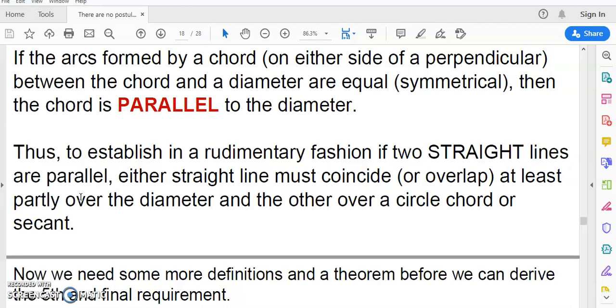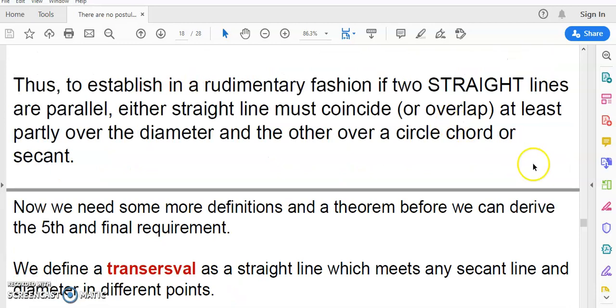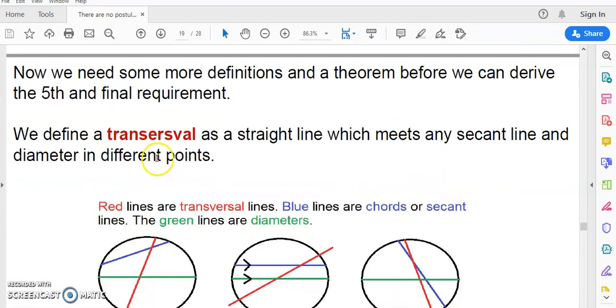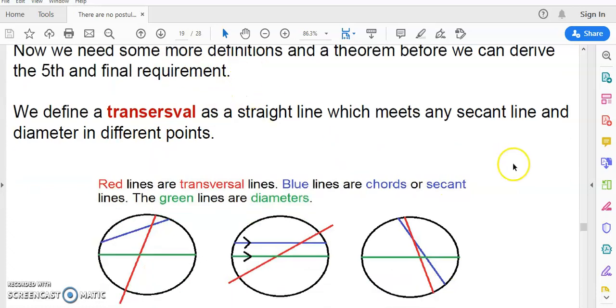Now we are in a position to talk about the fifth and final requirement, which, by the way, has nothing to do with parallel lines. And contrary to all the rot you've heard, the fifth requirement is really a requirement that deals with another property of a transversal.